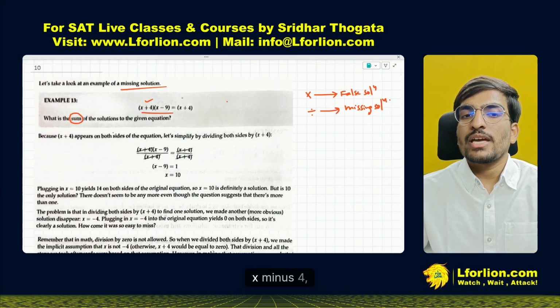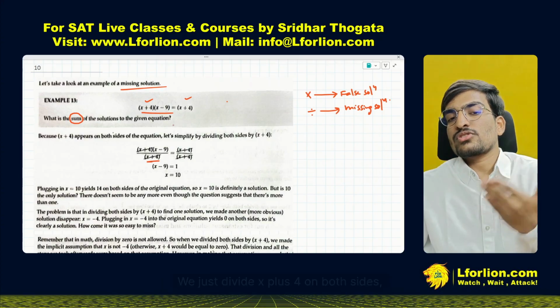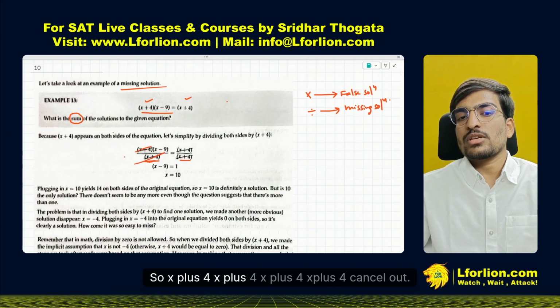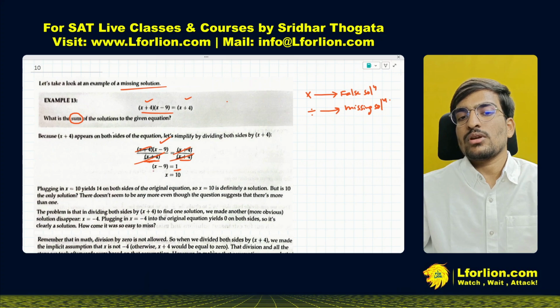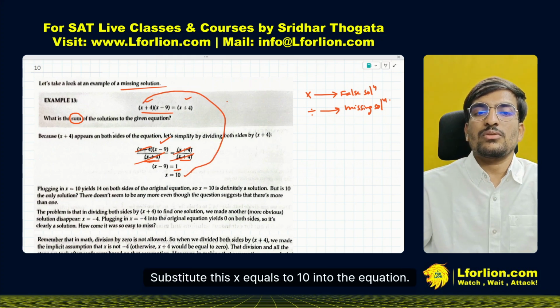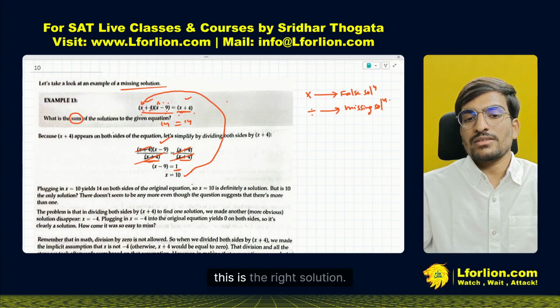What we do, generally, is divide by x plus 4 on both sides. So x plus 4 cancels out, and we end up with x minus 9 equals 1. Solving it, we got x equals 10. Substitute this x equals 10 into the equation. It is 10 plus 4, 14. 10 minus 9 is 1. 14 into 1, we get 14. And here 10 plus 4 is 14. This is satisfied. This is the right solution.